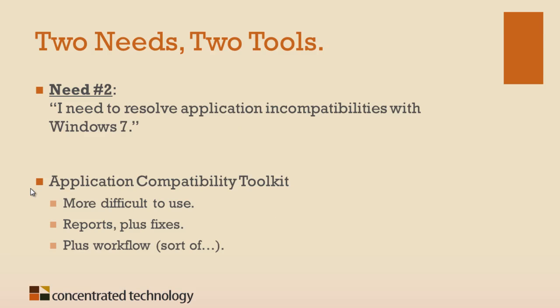All right? So I need inventory, but I also have to maybe get a better inventory and also fix whatever I can find. Now, as a separate download, completely different from the MAP, there is this other thing you can download from Microsoft called the Application Compatibility Toolkit. And I say that it is more difficult to use mainly because there's a multiple-step process you have to go through to get its little agents installed on your network.